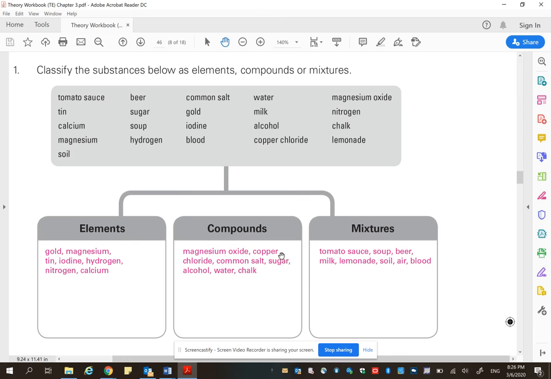Compounds will be here. Common salt, chalk, water. Take note, this is something that you must remember. These are compounds. Mixtures will be the rest. Milk, lemonade, soy, air, blood, beer, soup, because soup can be anything, right? Soup can be tomato soup, can be carrot, can be meat, can be fish. So soup can be anything. So it's a mixture.